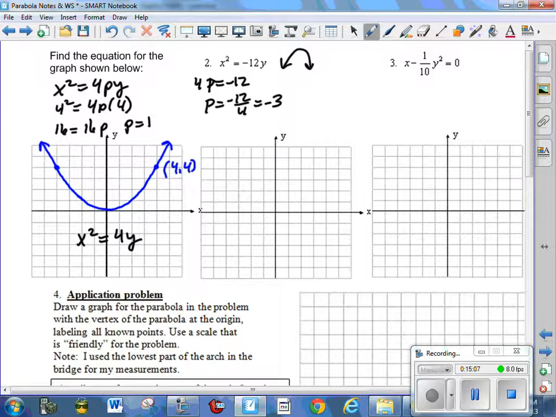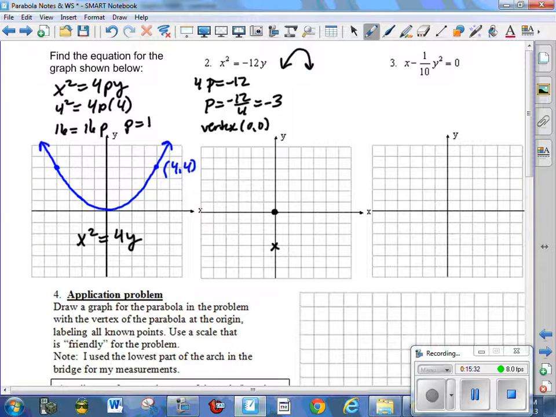So it means I plot my vertex, which is at (0, 0) in this one. So from (0, 0), I go down 3. I like making a little X for the vertex, or for the focus. That's kind of nice. And then I need to find another point on the parabola.